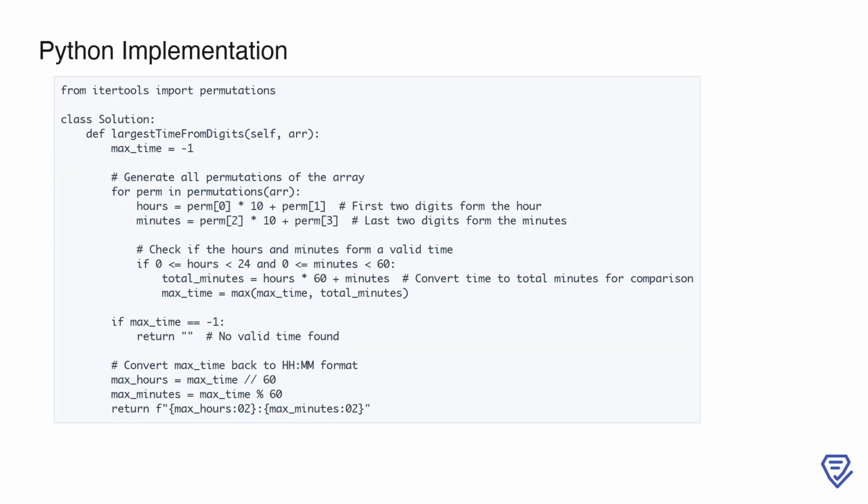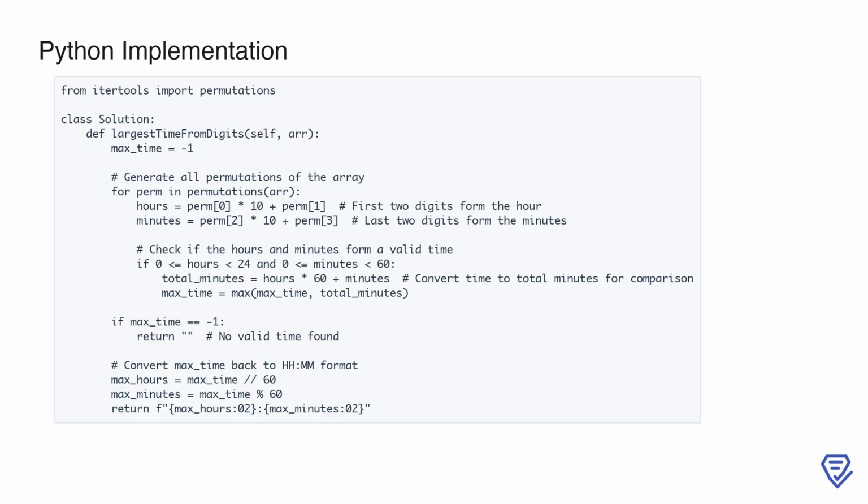This implementation solves the problem by generating all possible permutations of the given digits and checking which combinations form valid times in the 24-hour format. Here's a step-by-step breakdown. 1. Imports. We use the permutations function from the itertools module to generate all possible orderings of the input digits. 2. Initialization. The variable max_time is initialized to -1. This will store the largest valid time in total minutes, which will be updated as we find valid times.